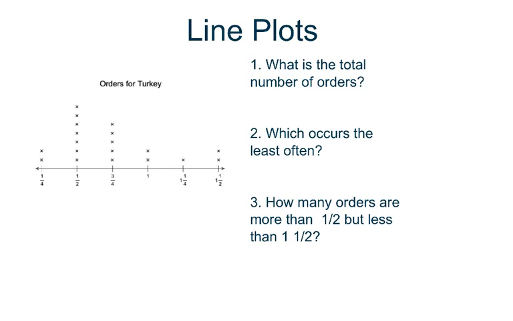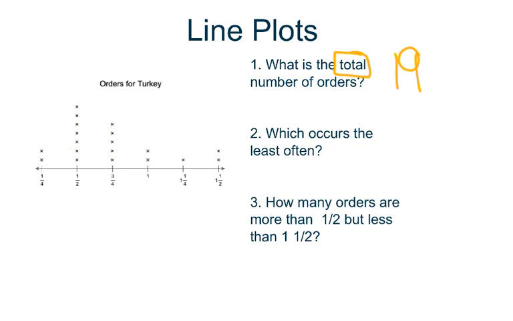Alright, so let's look. Number one, what is the total number of orders? So we're just counting all of the x's. 1, 2, 3, 4, 5, 6, 7, 8, 9, 10, 11, 12, 13, 14, 15, 16, 17, 18, 19.